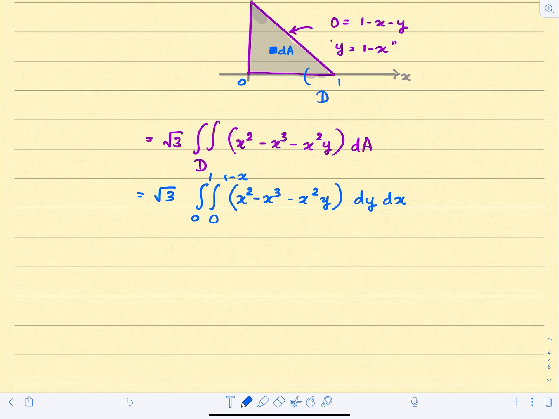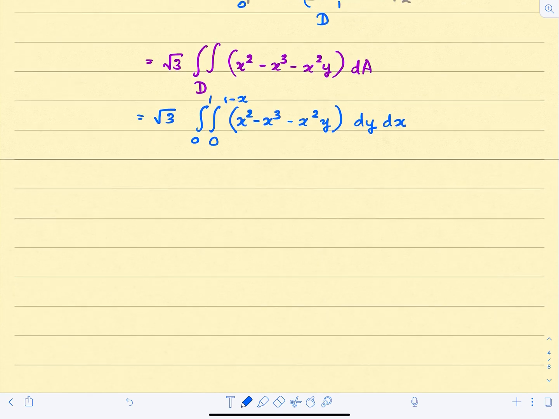So let's integrate this. Root 3 times the integral from 0 to 1 of, now if you integrate x squared with respect to the y variable, you will get x squared times y minus, again we have to treat the x variable as a constant, so you will get x cubed times y minus x squared times the integral of y, which is y squared over 2, dx.